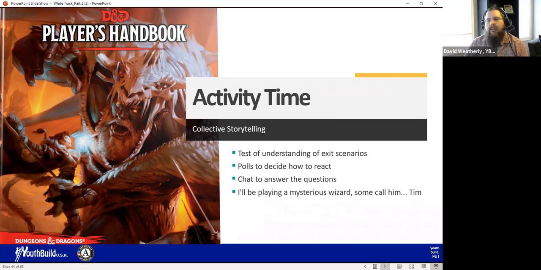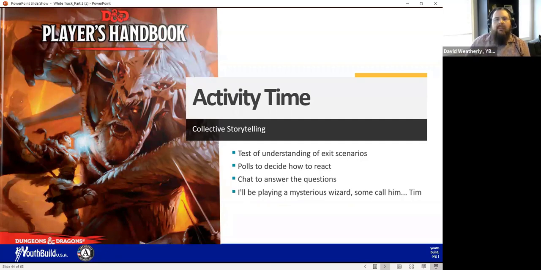The way the game overall works is this collective storytelling, and I wanted to bring some of that feel into our session. It's not going to be quite like D&D, but we're going to have a little bit of an activity to go through some of these exit scenarios, to really test your understanding, and to have you dive a little bit deeper in and ask questions.